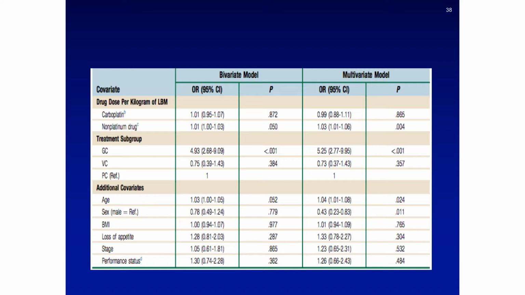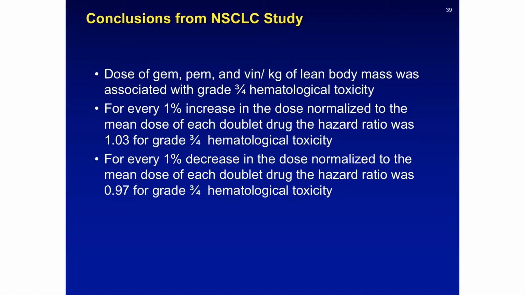And not many of the other usual suspects actually were predictive of toxicities, other than age and sex. And to be honest, if I haven't convinced you now, sex may almost be a surrogate for being lean body mass. So, as I said, for every 1% increase in the dose, the toxicity increased by 3%, and for a 1% decrease, it dropped by 3%.